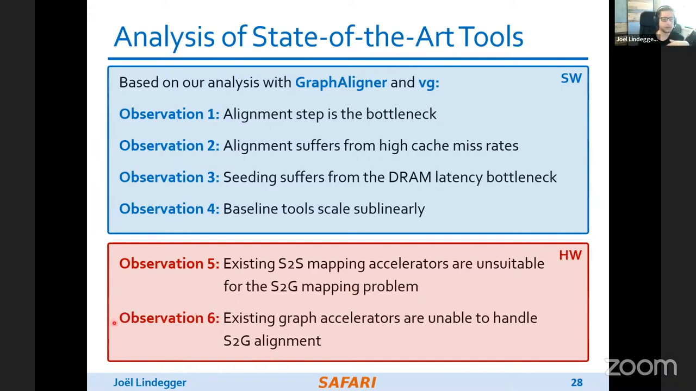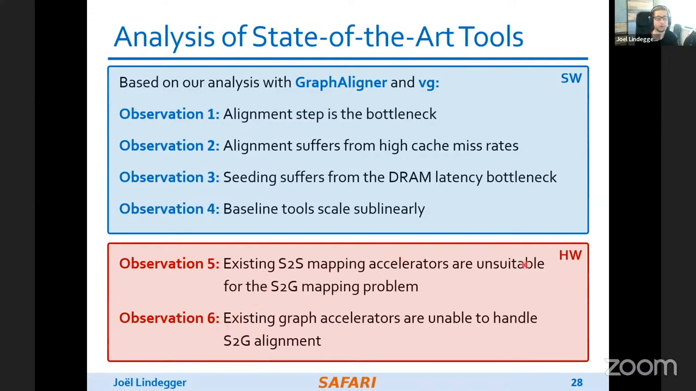Instead of looking at existing mapping accelerators, we can also consider graph accelerators. There are all kinds of graph algorithms out there that already have accelerators for them, for example, accelerators for graph traversal. You could envision that maybe those can be leveraged directly, but it turns out that you really need a specialized accelerator for this. You cannot just take any off-the-shelf graph accelerator and expect it to handle sequence to graph alignment.